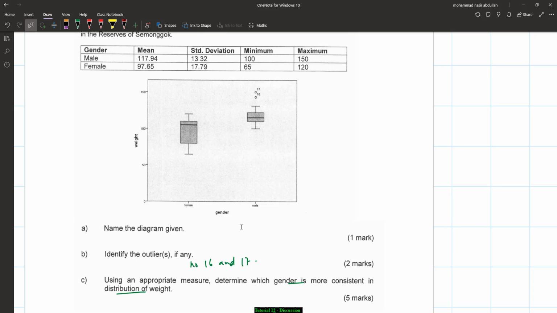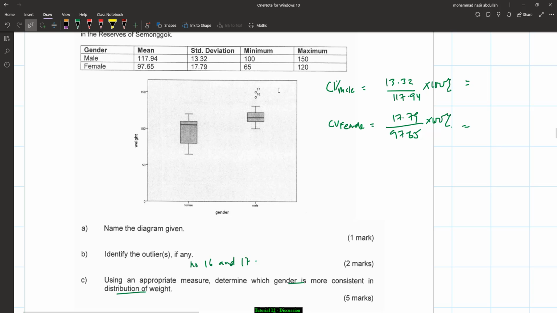Using an appropriate measure, determine which gender has a more consistent weight distribution. Very simple. The CV for male is 13.32 divided by 117.94 multiplied by 100, and the CV for female should be 17.79 divided by 97.65 multiplied by 100%. You calculate which one is higher and which one is lower, and the lower one is more consistent.